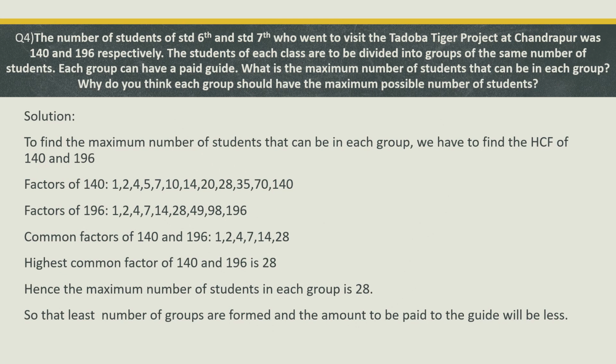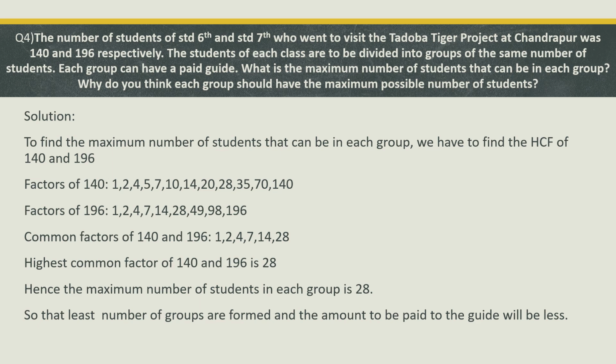And the next question: the number of students of 6th and 7th who went to visit Tadoba Tiger Project at Chandrapur was 140 and 196 respectively. That means 6th standard students were 140, 7th standard students were 196. The students of each class are to be divided into groups of the same number of students. Each group can have a paid guide.